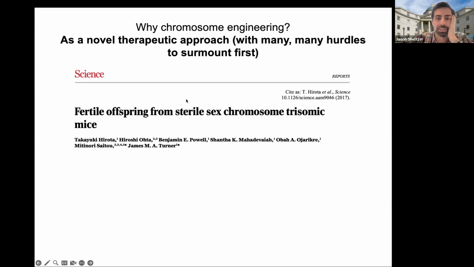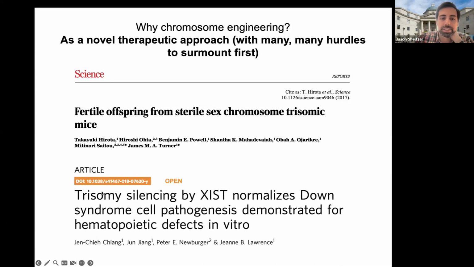This is a paper, it doesn't mention Down syndrome in the title, but it's included in this. So in mouse models of Down syndrome, that is, researchers have previously generated mice that have Down syndrome. Mice with Down syndrome are infertile. They're incapable of producing viable offspring. But this research group used a chromosome engineering strategy to restore fertility in mouse models of Down syndrome, which would otherwise be infertile.